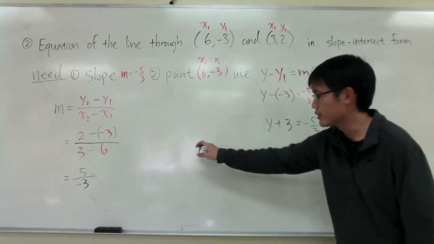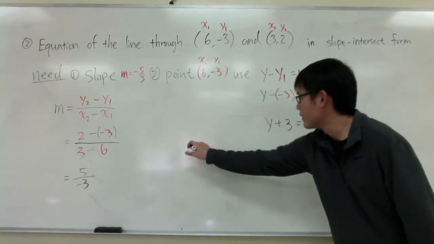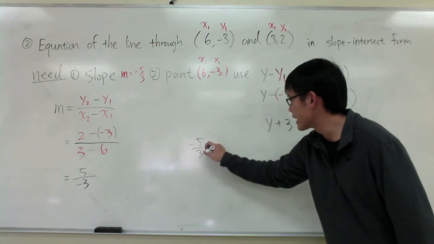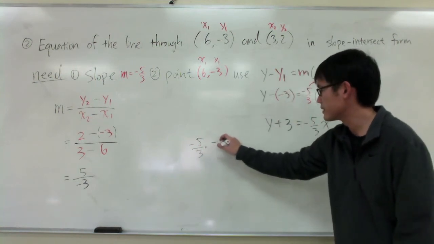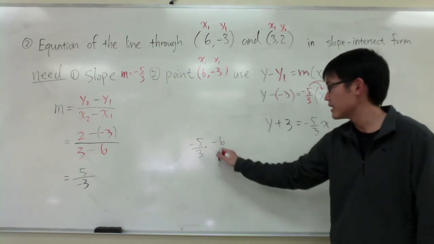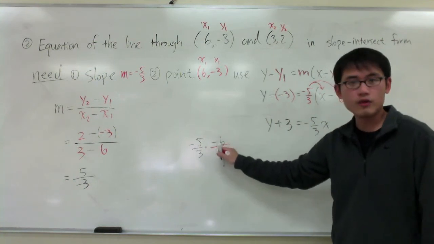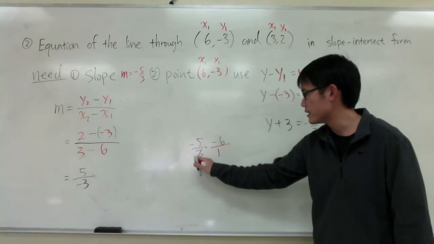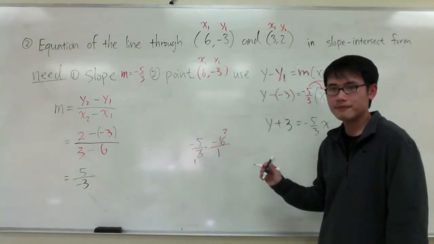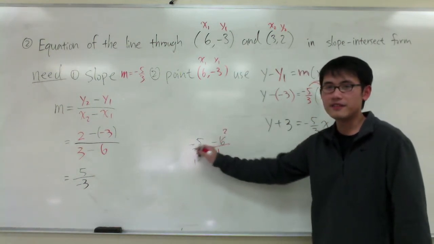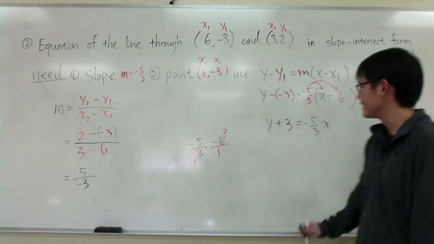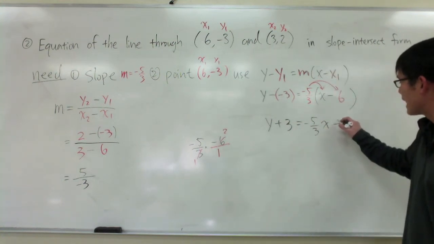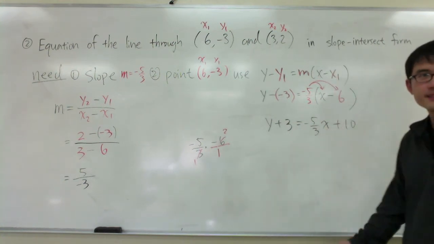So let's do the calculations right here. Negative 5/3 times negative 6. To do that, this is like negative 6 over 1. And I can simplify these fractions. This is 1, this is 2. And we have negative 5 times negative 2. So that will turn out to be a positive 10, like that.